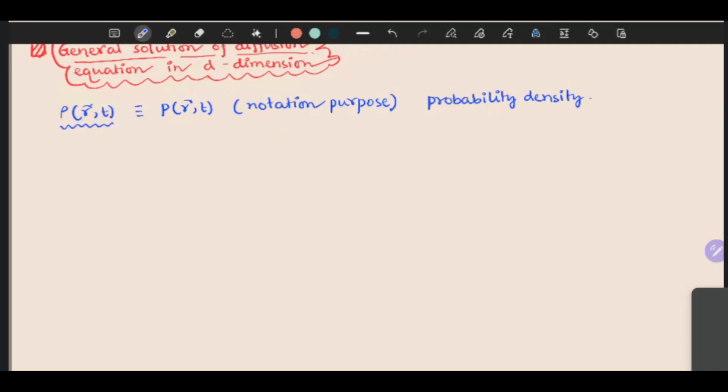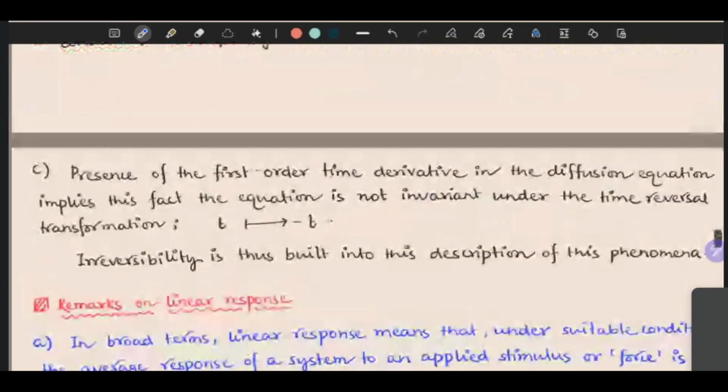Okay, so basically that equation becomes ∂p(r, t)/∂t equals D times the Laplacian of p(r, t). This is equation 4.